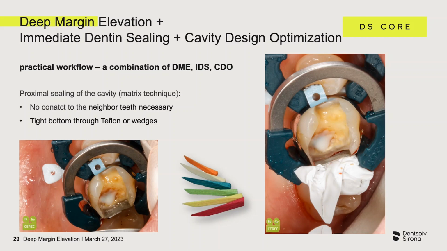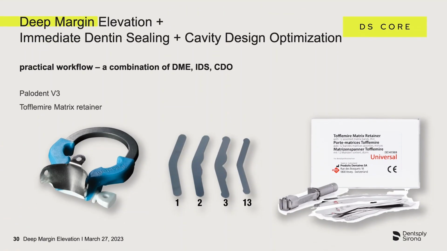For this reason, we can also recommend sealing with Teflon tape. For example, this can then be compressed between the matrix and the neighboring tooth so that there is no sufficient approximal contact later on, which is not needed in this case. And so it is easier to really seal the marginal edge and the deep subgingival cavity edge adequately. Here in the picture, we show the Palodent V3 matrix system as an example of a partial band matrix system, or the classical Toffelmeier matrices.